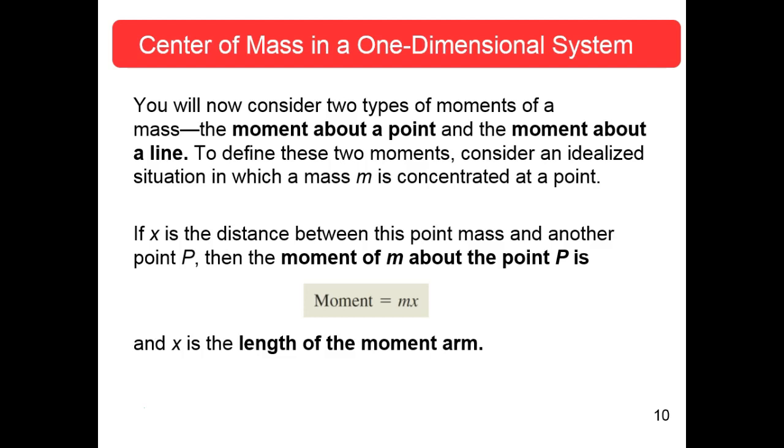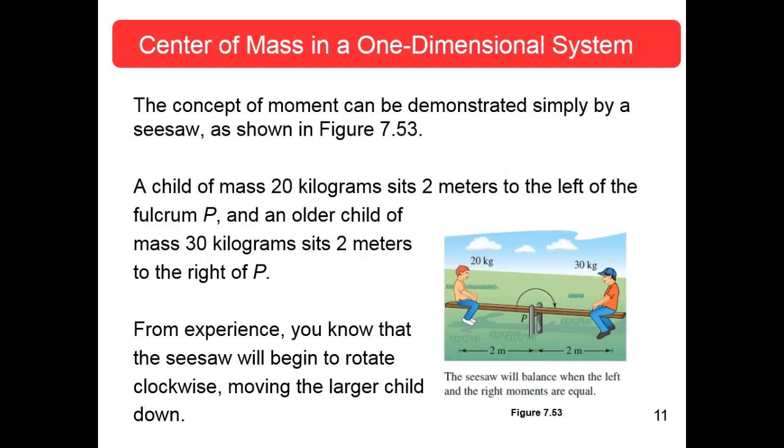X is the length of what they call the moment arm, which is the distance that mass is from whatever your reference point is. That is your moment arm, is another way to look at it. The concept of a moment can be demonstrated simply by a seesaw.